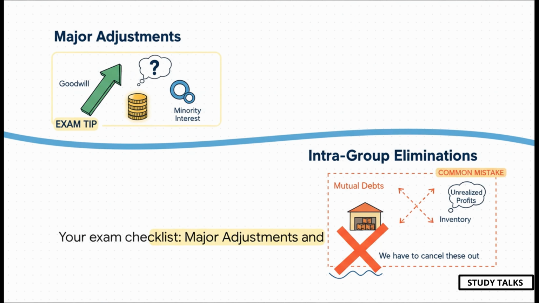We've done the big adjustments like goodwill and minority interest. Now we have to do these intragroup eliminations. We're talking about things like mutual debts or unrealized profits on stock. We have to get rid of these so the final accounts only show transactions with the outside world.